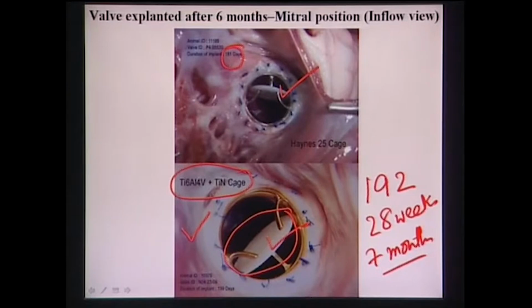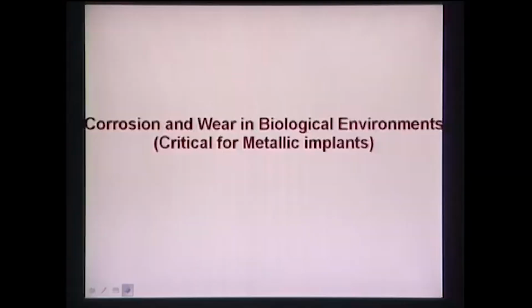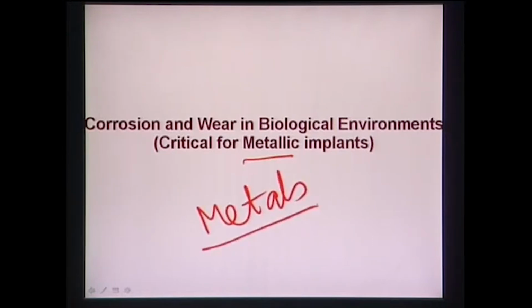So, after I completed this in vitro or in vivo hemocompatibility, that is, for blood contacting devices, I will now discuss with you the corrosion and wear of materials in a biological environment. Now, corrosion and wear are properties which are important mostly for metallic materials, because metals are largely prone to corrosion in the in vitro environment or in the simulated body fluid environment.